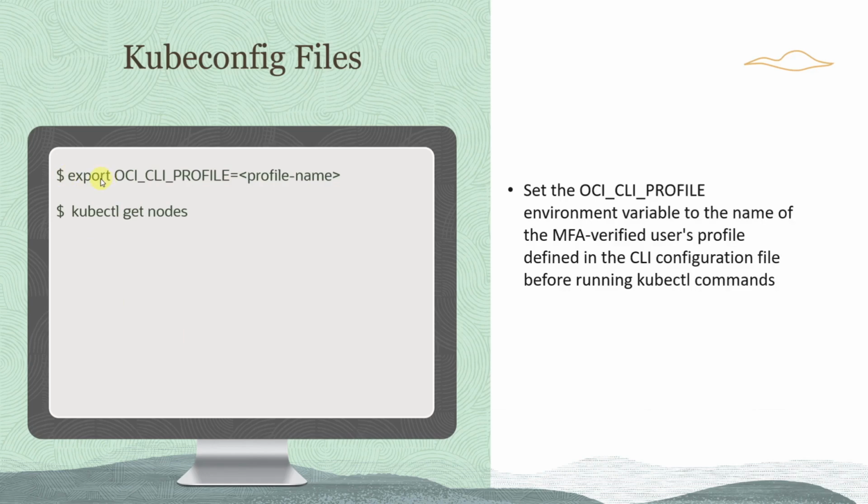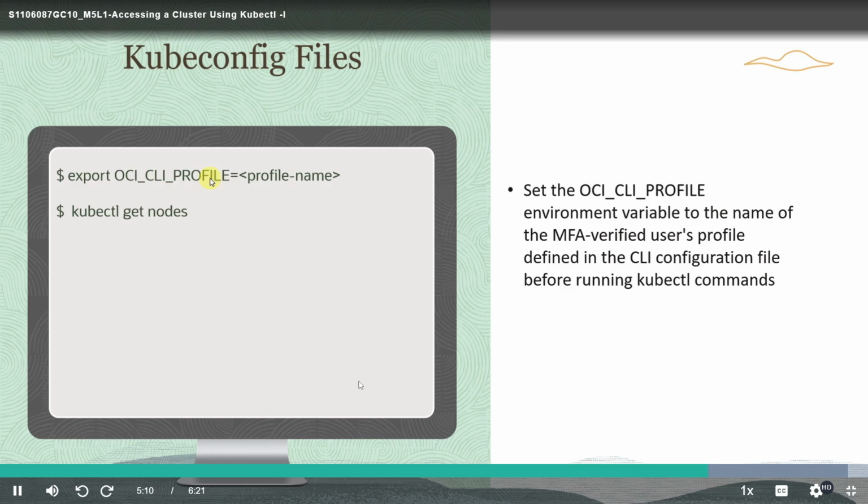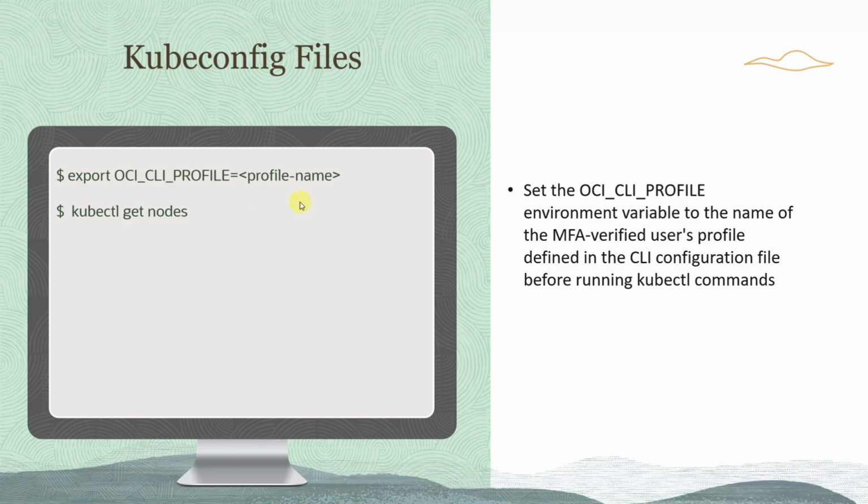Streamline your process with the OCI CLI profile environment variable. Before unleashing your kubectl commands, set it to the name of the MFA verified user's profile defined in the CLI configuration file. Just execute export OCI_CLI_PROFILE=profile-name, and you are good to go. After you've added these updates to your kubeconfig file, make sure the user attempting to access the Kubernetes cluster is MFA verified. Attempting otherwise might just get you a stern unauthorized message, so keep those MFA verified keys handy.